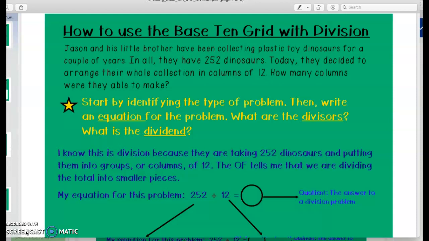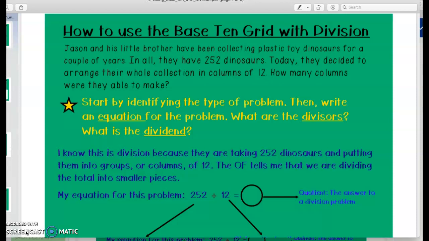The story problem for today is Jason and his little brother have been collecting plastic toy dinosaurs for a couple of years. In all, they have 252 dinosaurs. Today, they decided to arrange their whole collection in columns of 12. How many columns were they able to make?